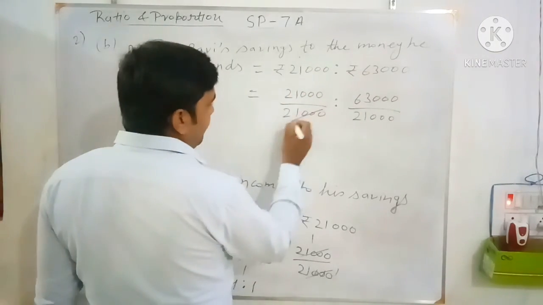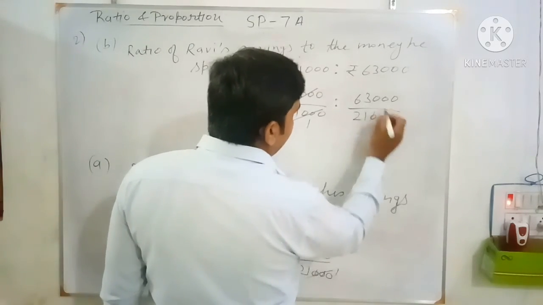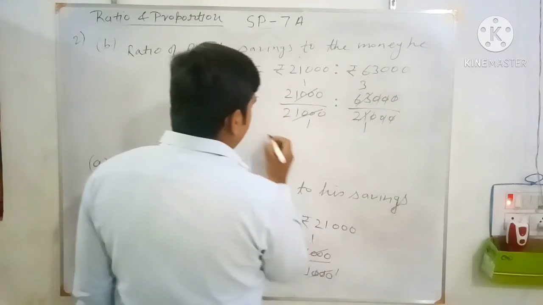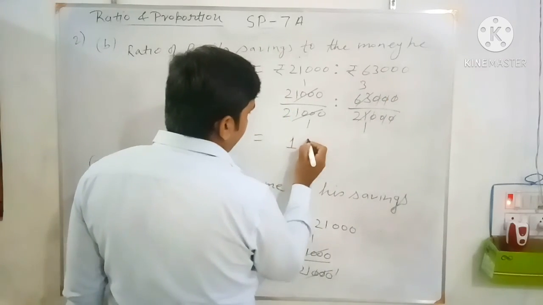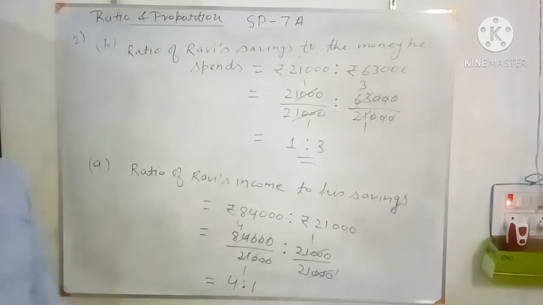So here the numbers are same, 21,000 ones are 21,000. Here the 3 zeros are cancelled. So 21 ones are 21, 21 threes are 63. So the ratio we got is 1:3.